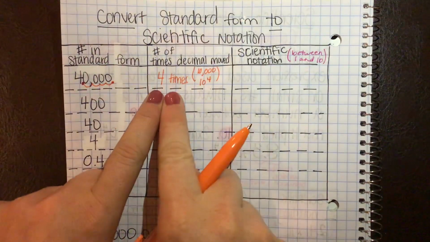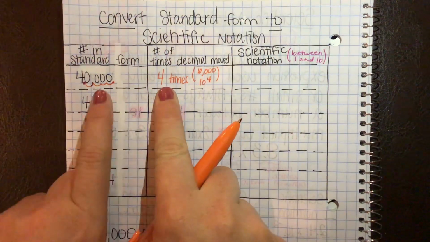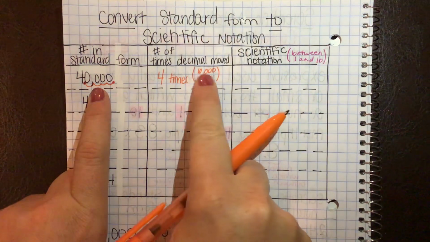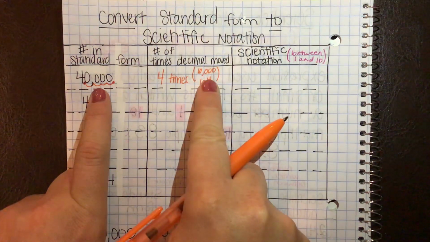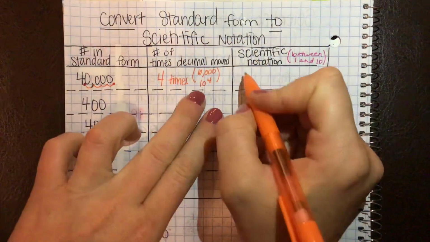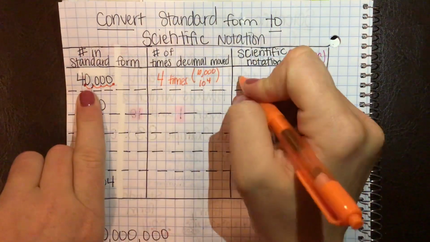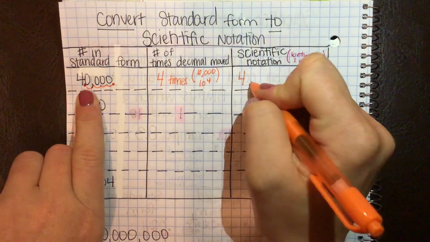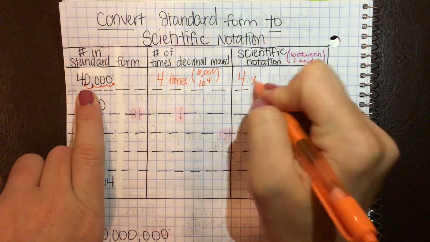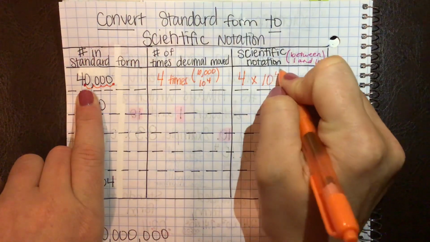So I moved the decimal 4 times, or it's 10 to the 4th, because 10,000 is 10 to the 4th. 10 times 10 times 10 times 10. Okay, so then we're going to write it as 4, and you could put 0.0 if you wanted, and then I'm going to do times 10 to the 4th power.